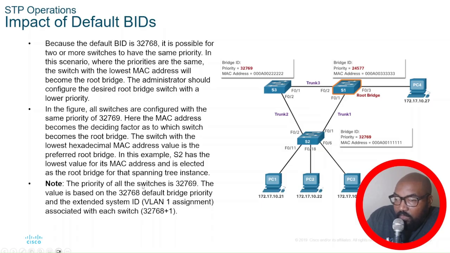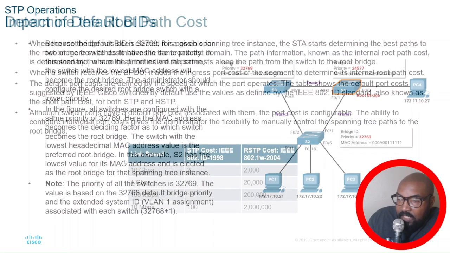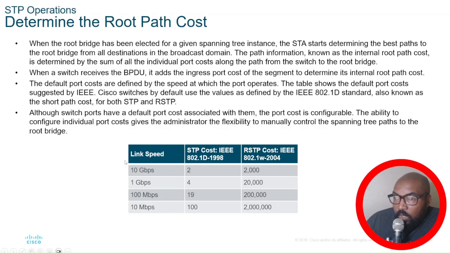The priority of all the switches is 32769. The value is based on the default bridge priority value of 32768 and the extended value, which is the VLAN. So you add the VLAN number to the value of 32768, which gives you 32769. So how are we going to determine the root path cost? How are we going to figure out which path to take? We're in that San Francisco Bay Area, and we have to figure out which path we're going to go through.